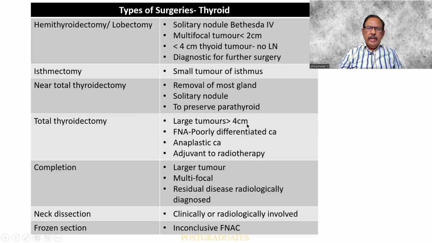Total thyroidectomy is done in large tumors more than 4 centimeters, poorly differentiated carcinomas or anaplastic carcinoma, and also as an adjuvant mode of treatment after radiotherapy. Completion is when the tumor is larger, multifocal, or there is residual disease; we will have to revisit it and remove whatever is possible. Neck dissection is done when nodes are clinically and radiologically involved. And frozen section, whenever there is an inconclusive FNAC, can precede the surgery.